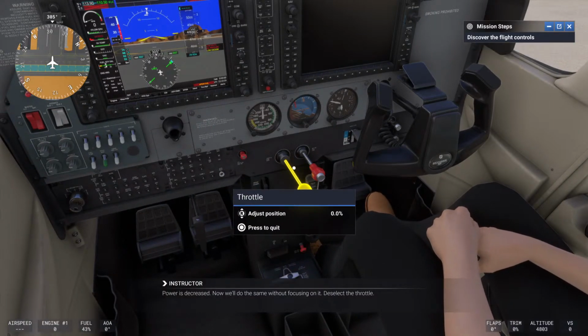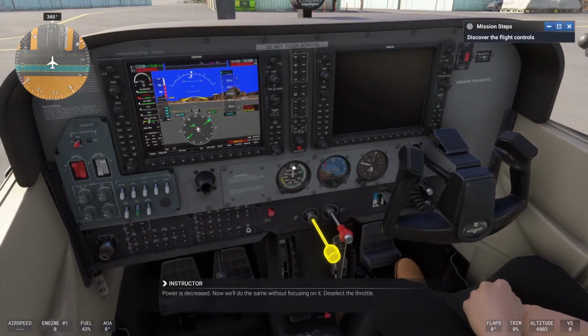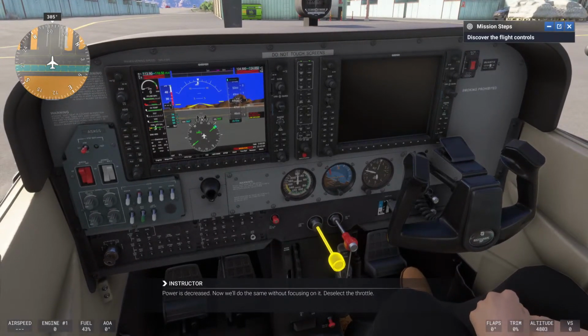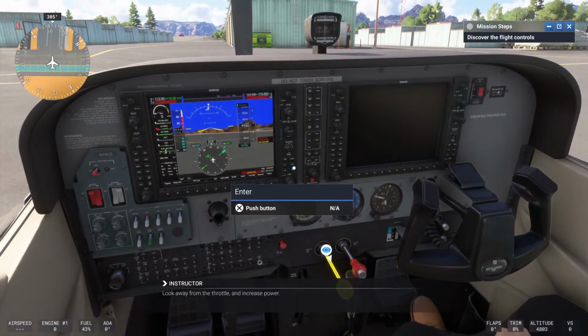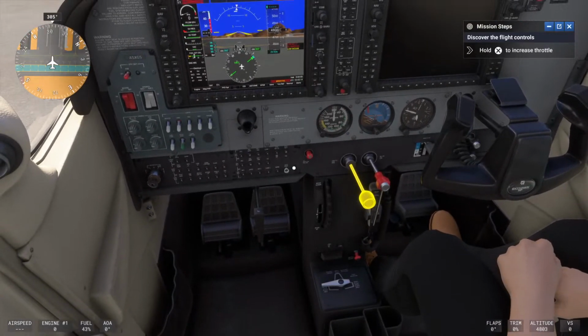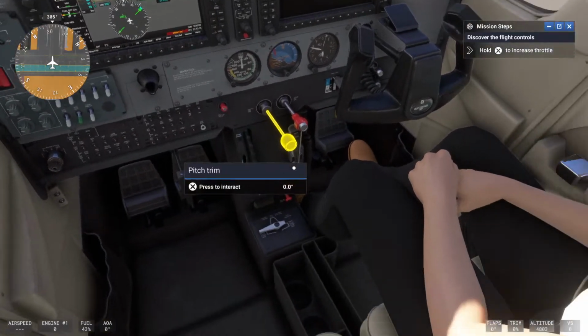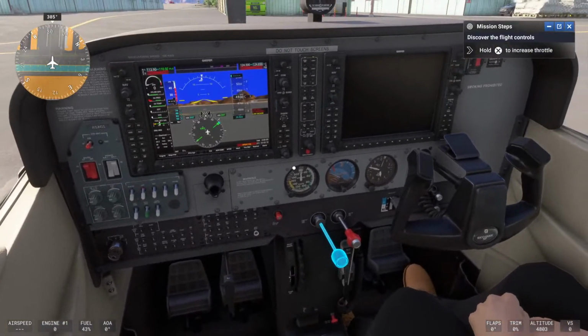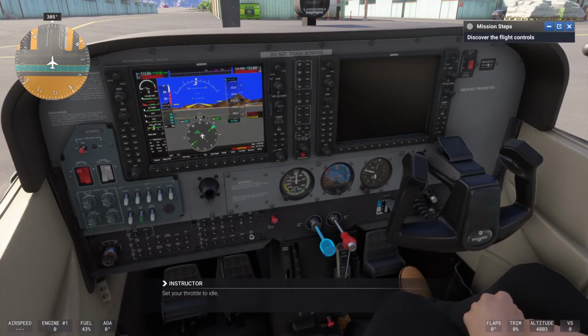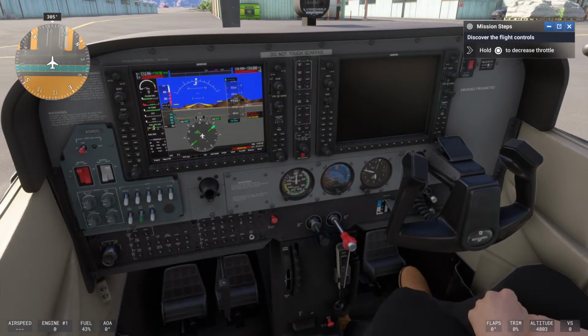Power is decreased. Now we'll do the same without focusing on it. Deselect the throttle. Look away from the throttle and increase power. Set your throttle to idle. Excellent.